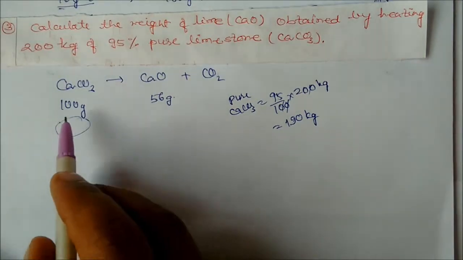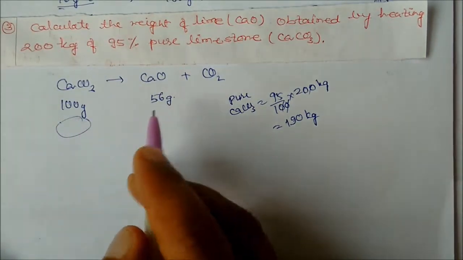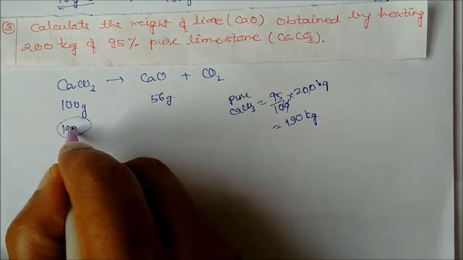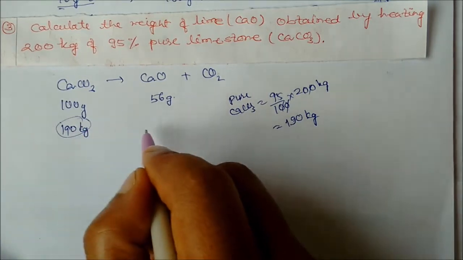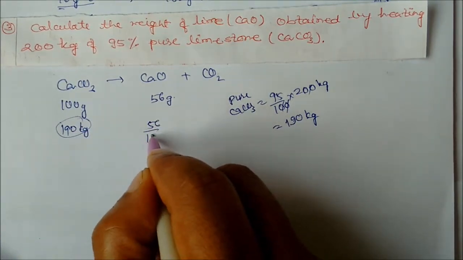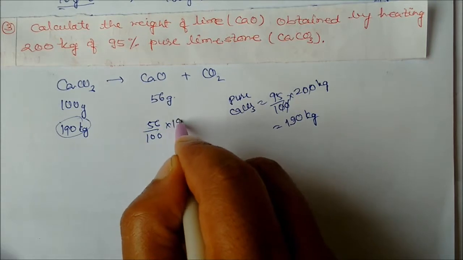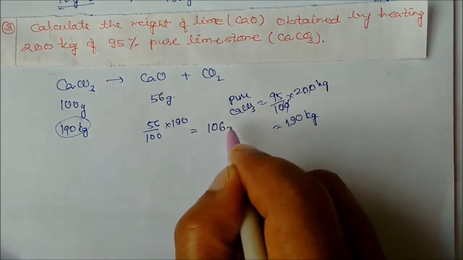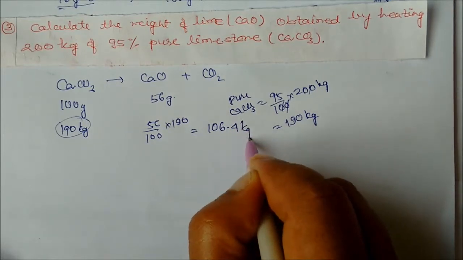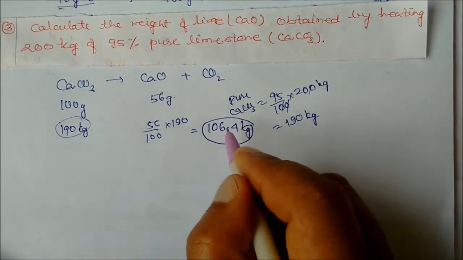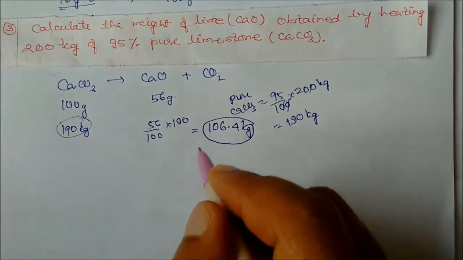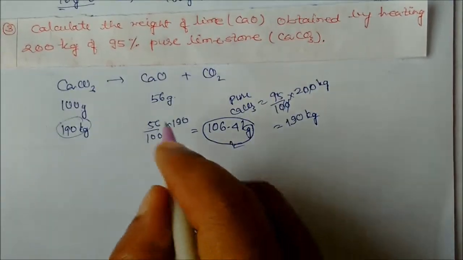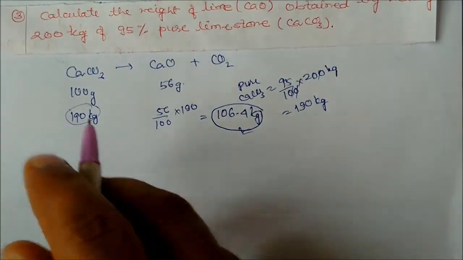Suppose you take 100 gram, 56 gram. Suppose you take 190 kilogram. So you will get here 56 by 100 into 190 kilogram. So you will get the answer 106.4 kilogram. So this is the weight of lime obtained by heating. So this is the weight of lime from the 200 kilogram of sample.